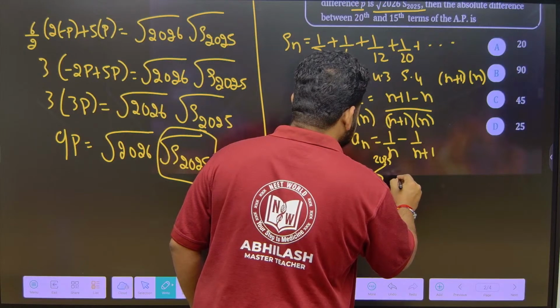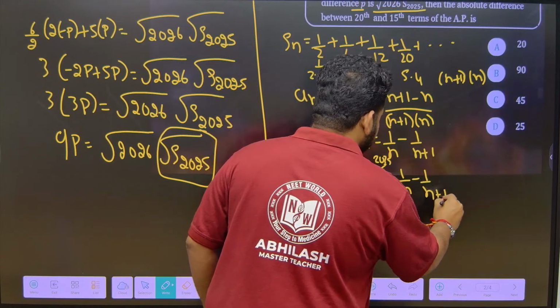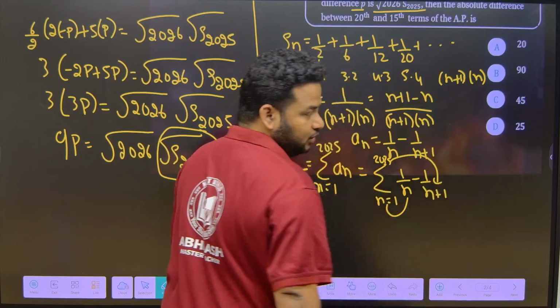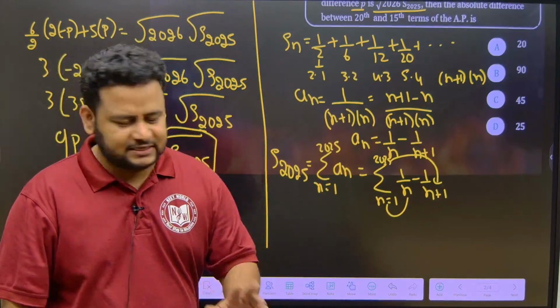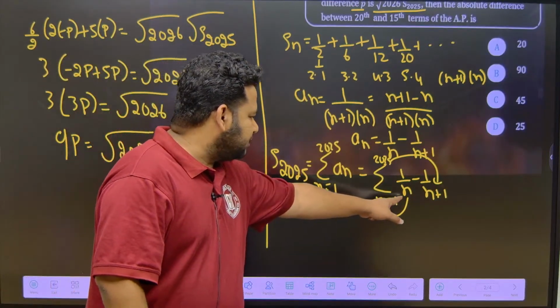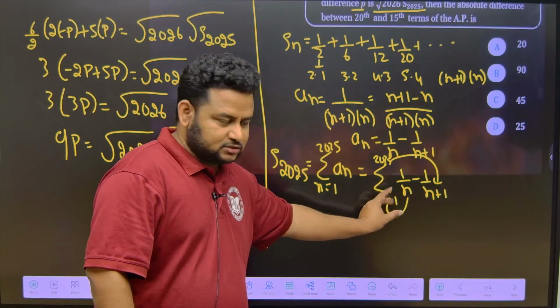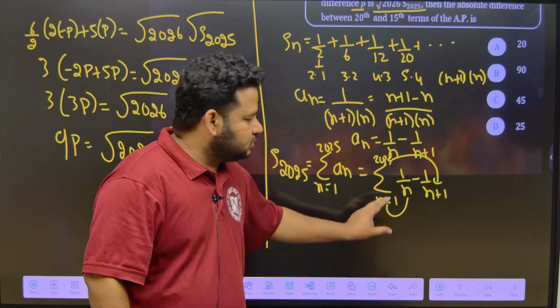Again, just put the values. An is what? 1 by n minus 1 by n plus 1. Smaller values to the smaller one, bigger values to the bigger one. This is the trick I told you while solving sequence and series. Please understand this. Now see here what I can do. 1 by n will be smaller because n is smaller compared to n plus 1.